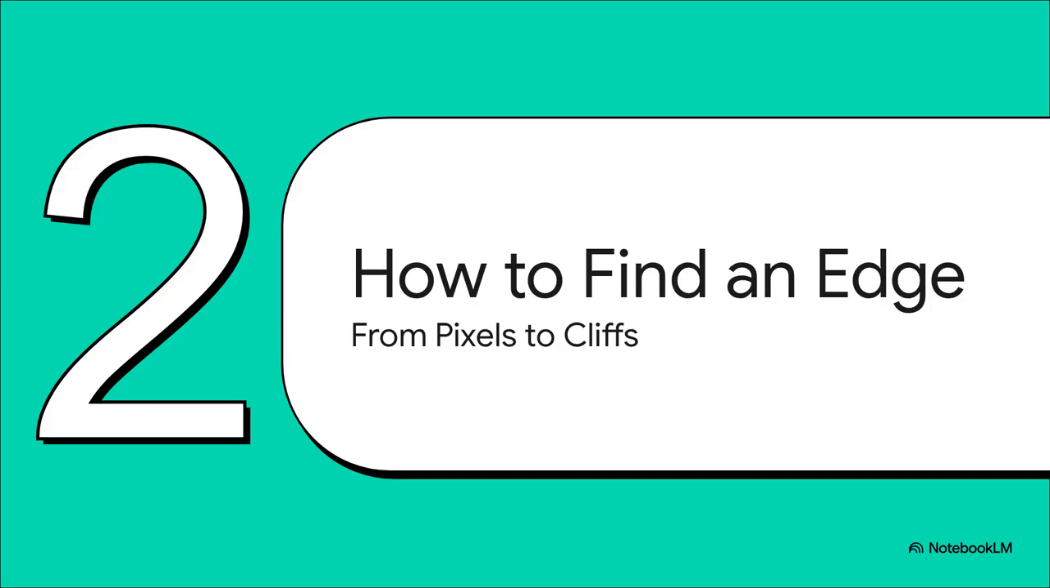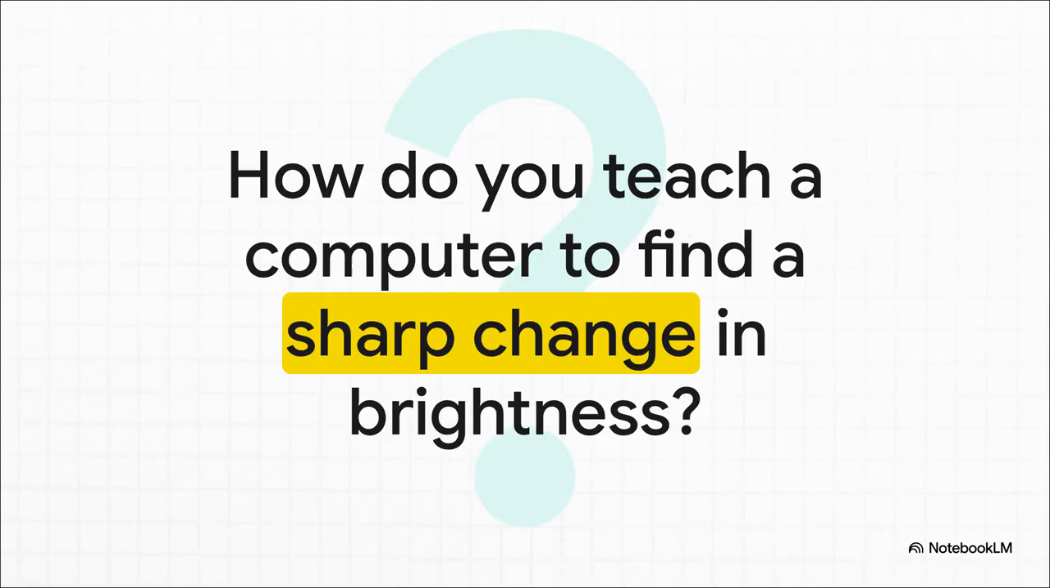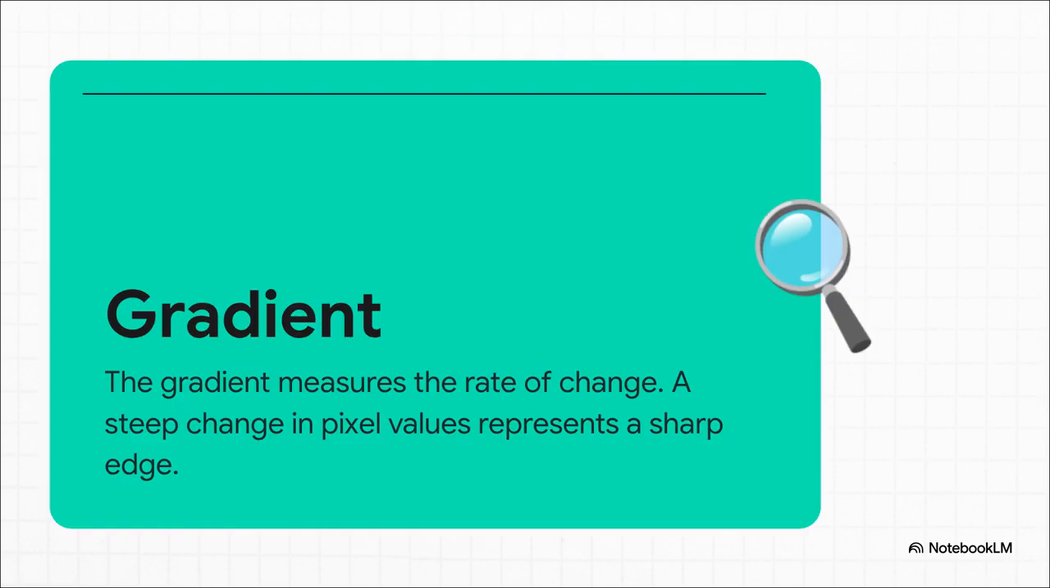Okay, so we get why we look for edges. But how does a computer actually do it? How does it turn a bunch of pixels into clean, distinct lines? How do you translate that idea of a sharp change into code a computer can actually run with, especially when all it can see is that big old grid of numbers? The answer, believe it or not, is in a math concept called the gradient. The easiest way to wrap your head around it is to imagine all those pixel brightness numbers as a landscape. A smooth, flat field would have a really low gradient, but a steep cliff, that's a huge, sudden change, a high gradient. An edge in an image is that cliff.